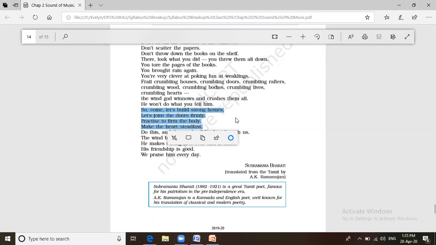Okay. Slight error in the fourth line. Third line, I'll explain. See, practice to firm the body. That means the poet is talking that we can face life's challenges when we are together. When our bodies are strong. That means it's not that if our minds are very strong but the body is weak, we cannot function properly. So practice to firm the body means we have to take proper care of our body also in order to be able to face the challenges of life. And fourth line, make the heart steadfast.